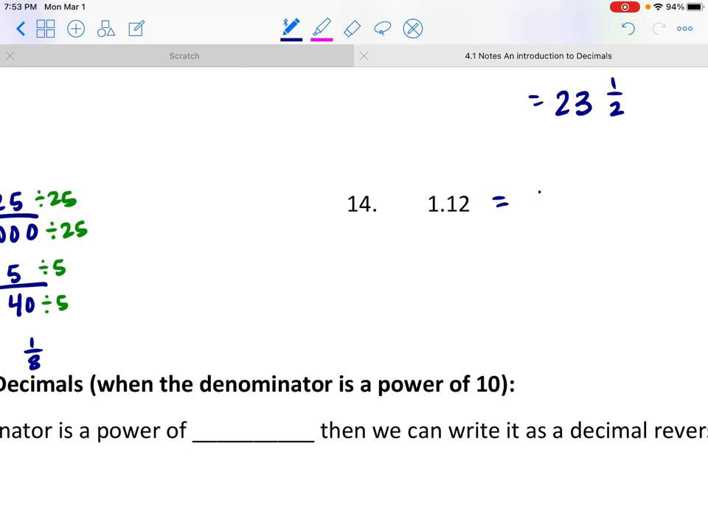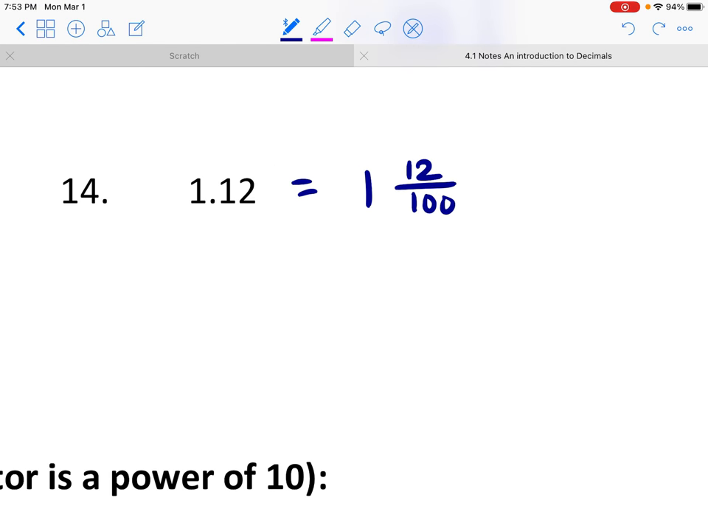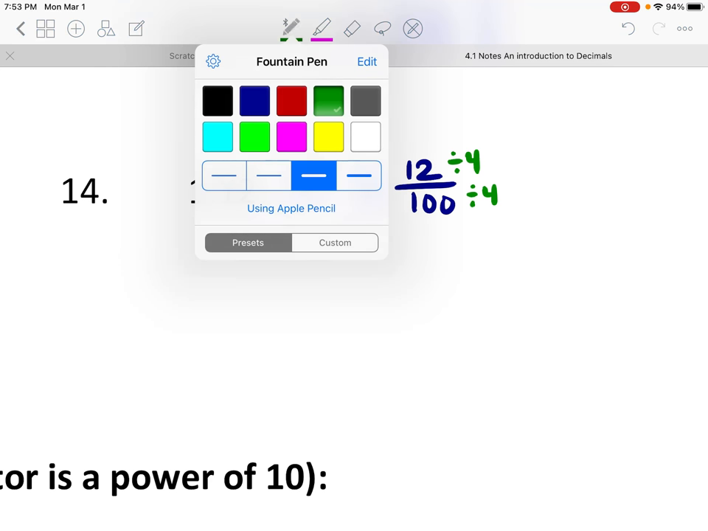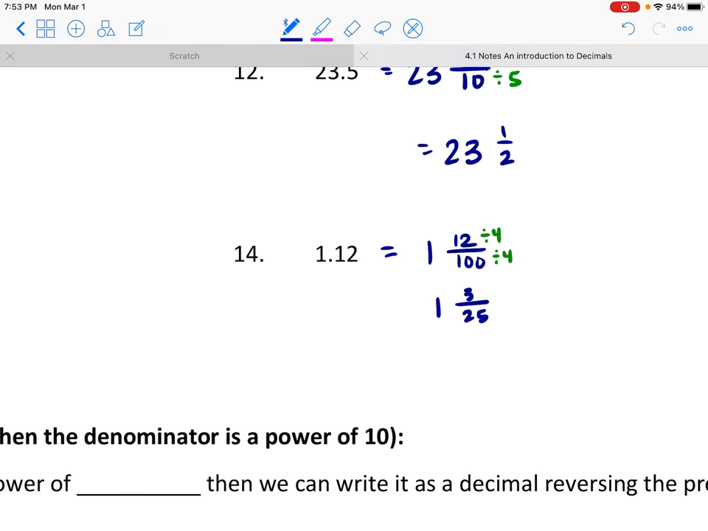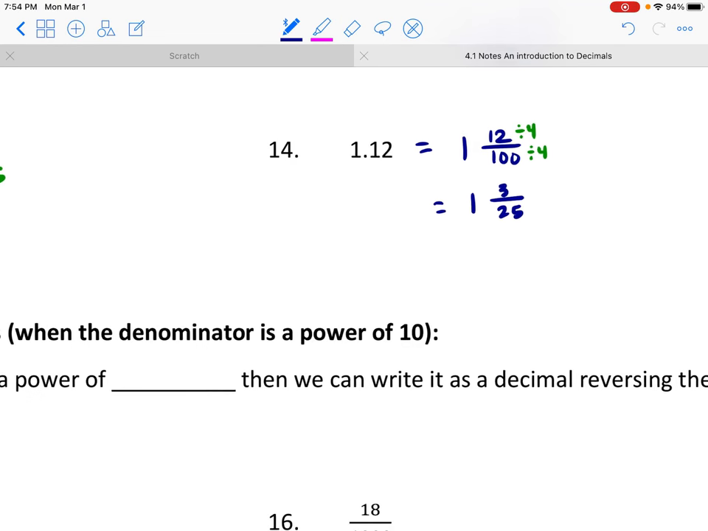This is going to be 1 as our whole number part, and then 12 hundredths. So 12 out of 100. Again, 1 2, 1 2. And 12 hundredths, reducible. These are both going to have a common factor of, I know, 4. So let me see if that's going to be good enough. That's going to leave me 1, and 12 divided by 4 is 3. 100 divided by 4 is 25, and that's going to be that because no more common factors there. So 1 3/25 is our simplest form.